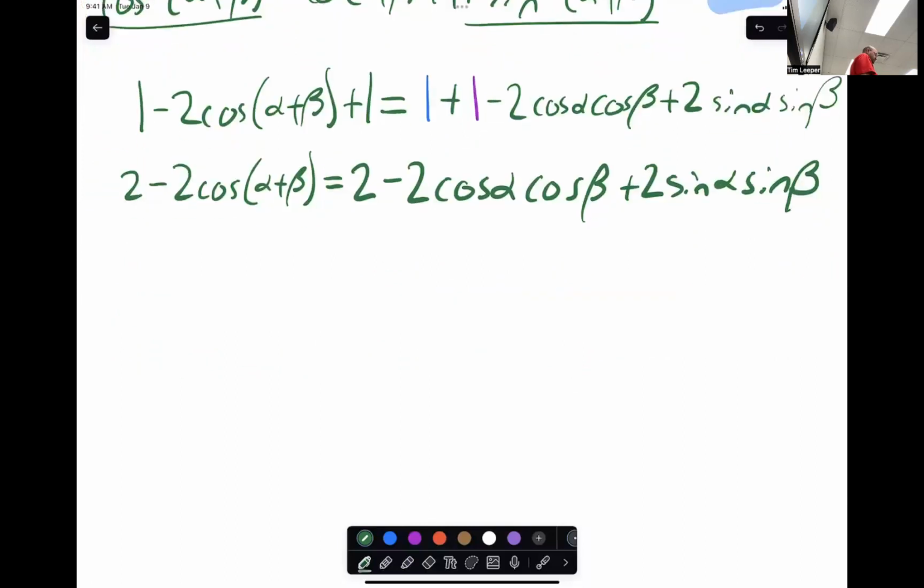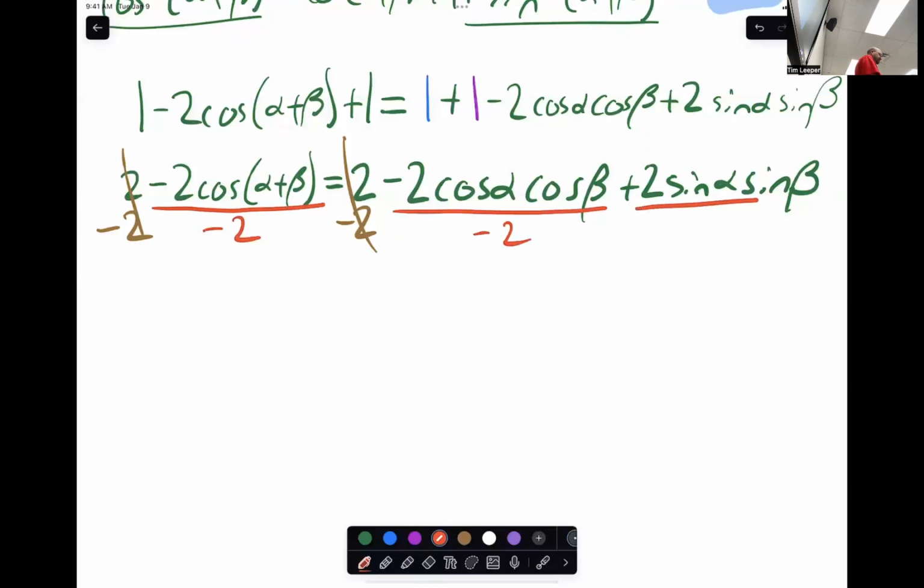Fantastic. Here's the nice thing. The 2's cancel each other. I'm not going to rewrite all this again. You could if you want, but I'm not going to. But notice that what I want to do is find the cosine of a sum. And that's what this is. It's the cosine of a sum. To get that cosine of alpha plus beta by itself, I need to divide by that -2. But if I do that to one side, I do that to the other side as well.